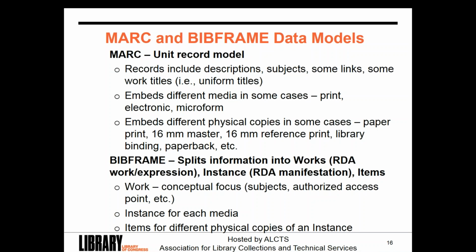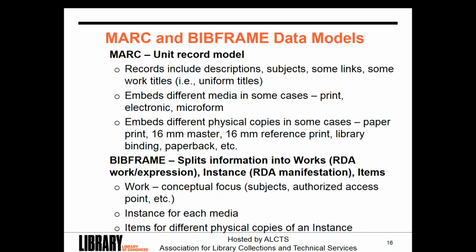So in the case of AV material, moving image, we have the paper print, we have the 16mm master, we have the 16mm reference print. For books, we have library binding, we have paperback, and we put those all on one MARC record for the moving image or for the book, rather than having separate records.